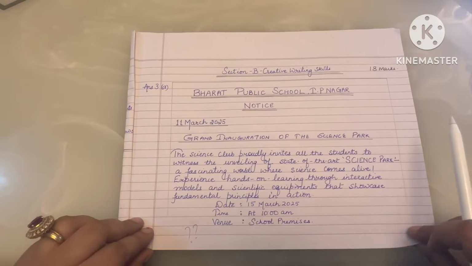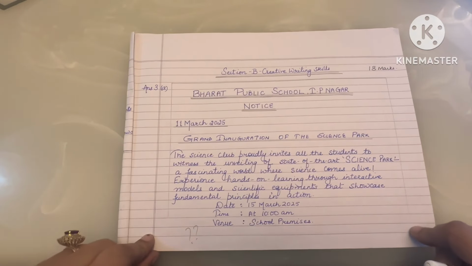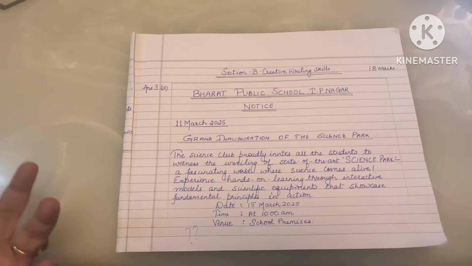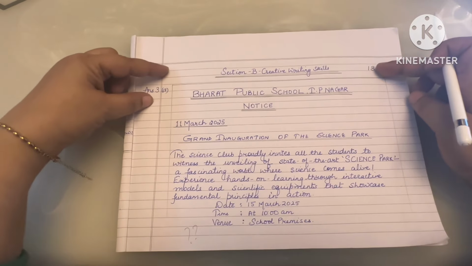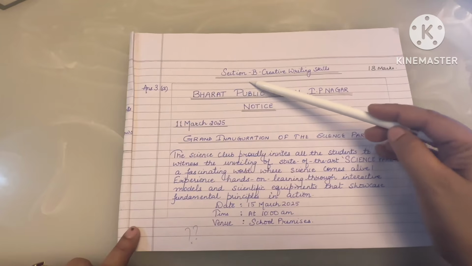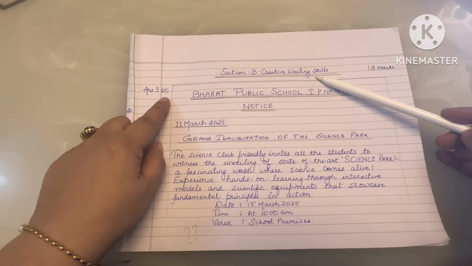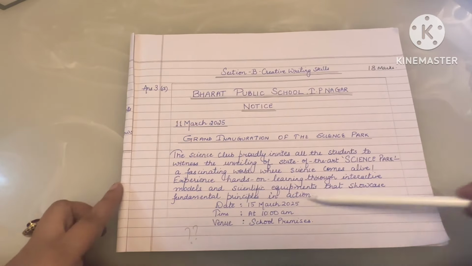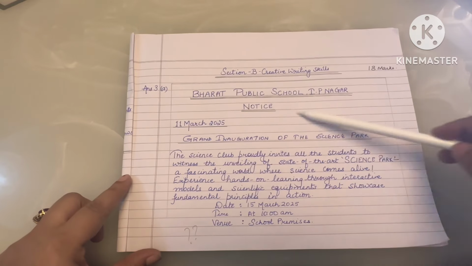You have to write down one notice on one page only. If you think that your notice will not come on one single sheet, then you start it from the beginning. See the clear demarcation that you need to write down. Section B, creative writing skills, answer 3, and which part you are answering, you need to write that also. So this will not fetch really good marks for you.